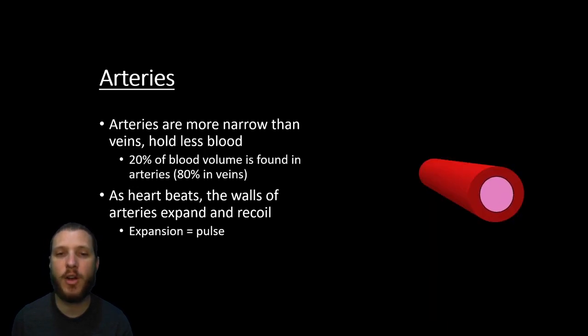So some other facts. Arteries are going to be more narrow than veins, meaning they hold less blood. So about 20% of the blood volume is going to be found in arteries. In veins, the blood pressure is lower. You're not going to be able to move as quickly. So a lot of the 80% of the blood is going to be within the veins as it returns to the heart.